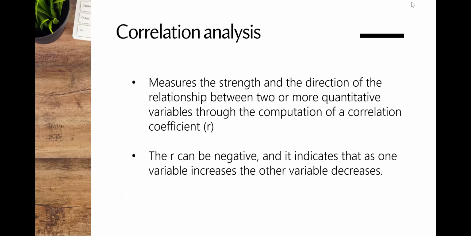So focusing on correlation analysis. This type measures the strength and the direction of the relationship between 2 or more quantitative variables through the computation of a correlation coefficient R. The R is usually positive, but it can also be negative. And what it means is that as one variable increases, the other variable decreases.